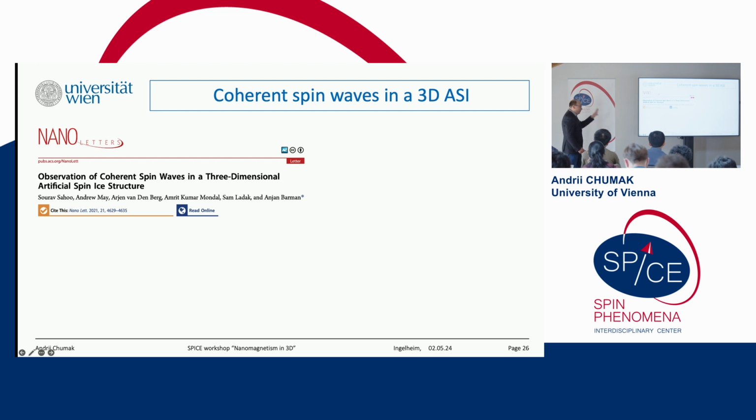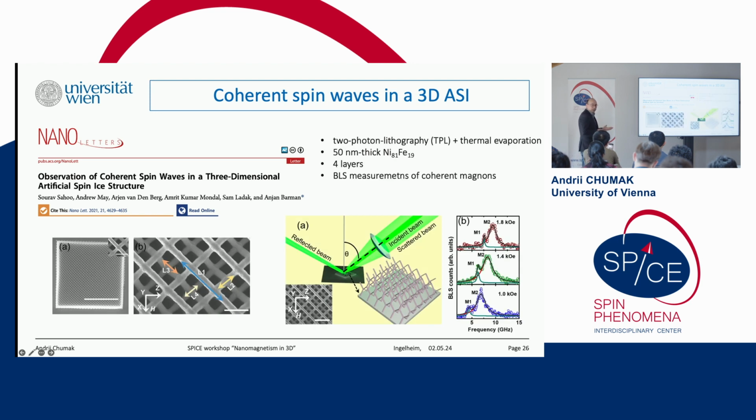And this is maybe the first true high-impact publication, by Sam Ladak and Jan Barman, 2021, in the direction of 3D magnonics, 3D artificial ice. We heard a nice talk today from Laura Heyderman about 3D ice. Of course, it's very interesting for spin waves as well. What was done here was, again, two-photon lithography and thermal evaporation of 50 nanometer thick permalloy, but they could only have 4 layers because of shading effects. So that's also a limiting factor which we need to take into account.